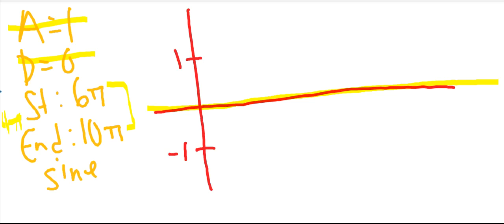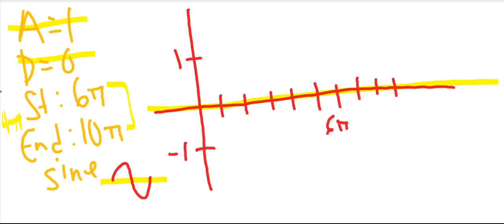And so now I'm going to do a quick sketch. We're talking about sine, so we know sine looks like that. It starts at the midline and then it ends at the midline. It goes out to 6. So 1, 2, 3, 4, 5, 6 pi. 7, 8, 9, 10 pi.